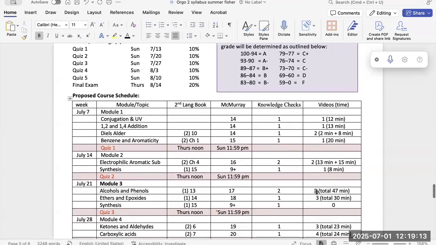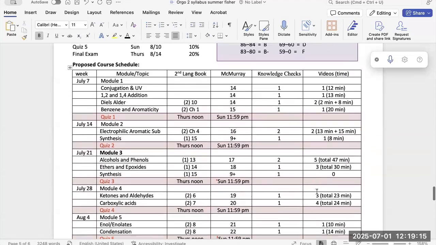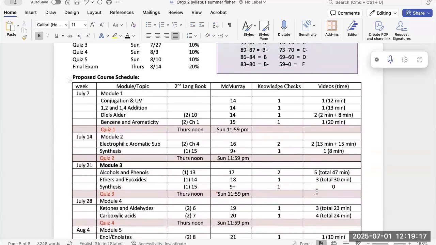So here's the proposed schedule, which it's funny because when I'm teaching this class in person, we often get behind, but because this is online and asynchronous, I don't expect to get behind at all.